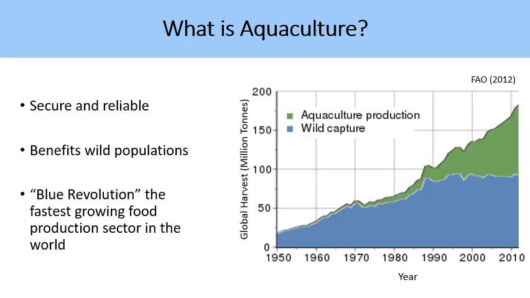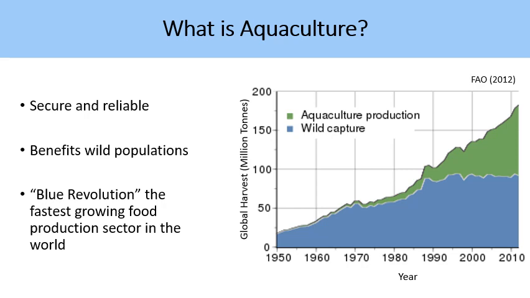Aquaculture provides a reliable, secure food production system, which is increasingly valuable in an era of human population growth and climate change. Production of domesticated stock decreases harvest pressure on wild populations of aquatic organisms such as fish. This helps conserve wild populations that may otherwise be vulnerable to overfishing.